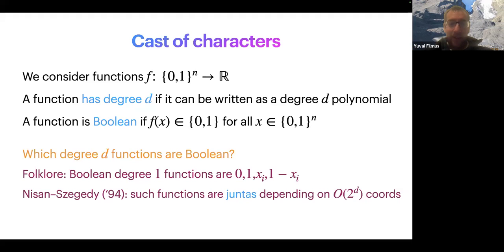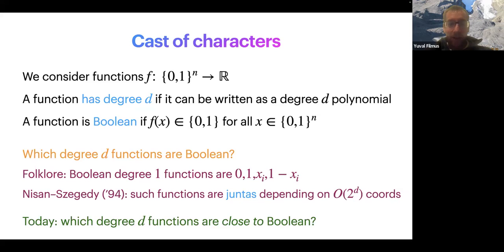So this question is not very interesting because Boolean degree d functions are not so exciting. They depend on a constant number of coordinates, that's the main point here. It gets more interesting when we answer the following question. Which degree d functions are close to being Boolean? Or sometimes we think of it in the opposite way: which Boolean functions are close to degree d? These are really the same question. So this is what we're going to answer today. This is how these sparse juntas are going to arise. But first, let's make this question more precise.